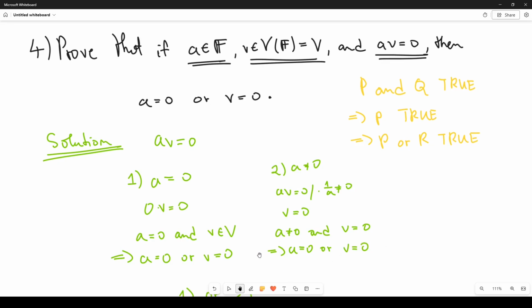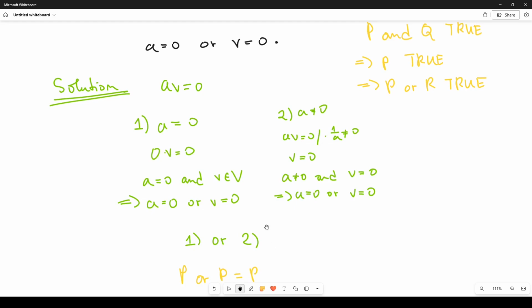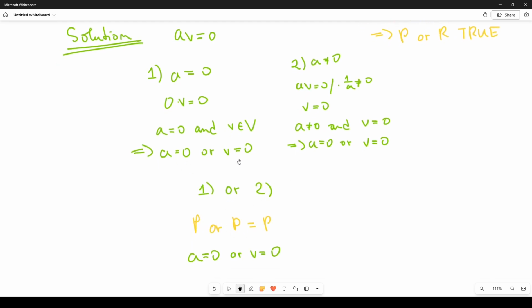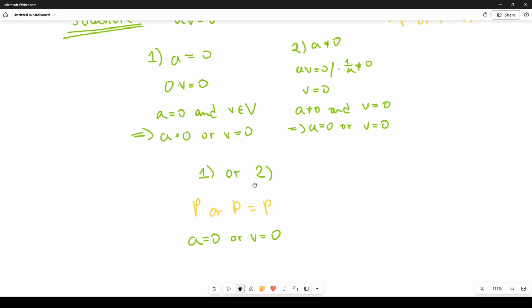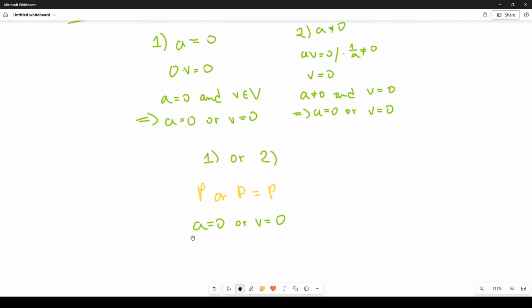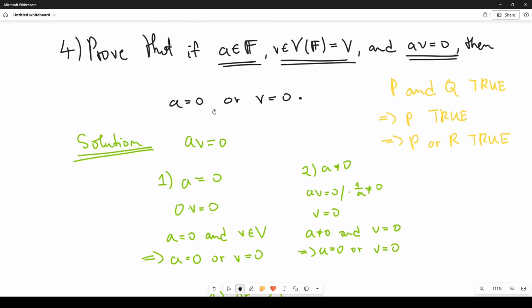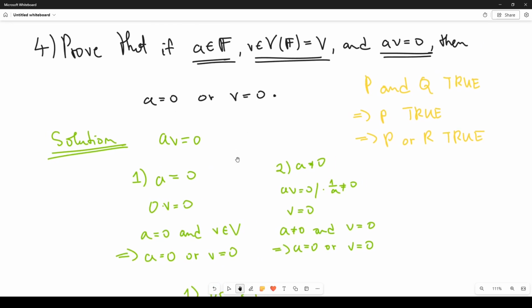This is true since v is equal to 0. So now when we unite both cases, in both cases we have that this statement holds, which is just the same statement, so in both cases we have the statement that we desired to hold. So from this, it follows that a is equal to 0 or v is equal to 0.